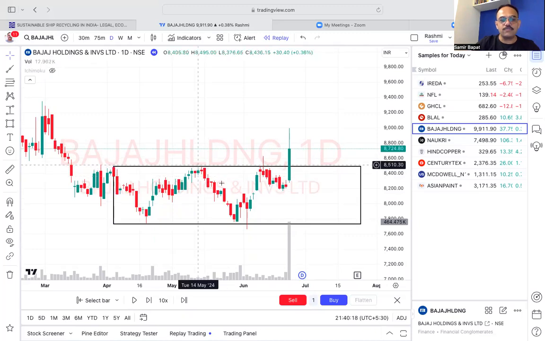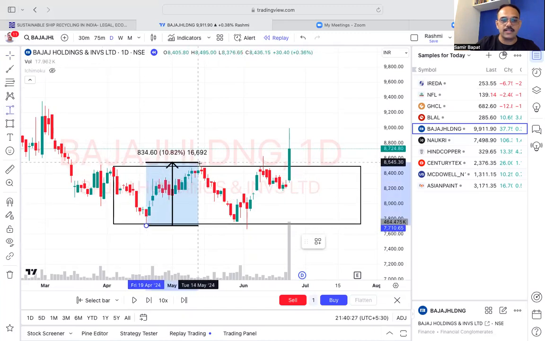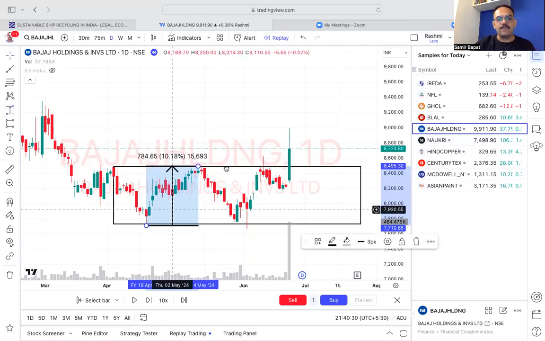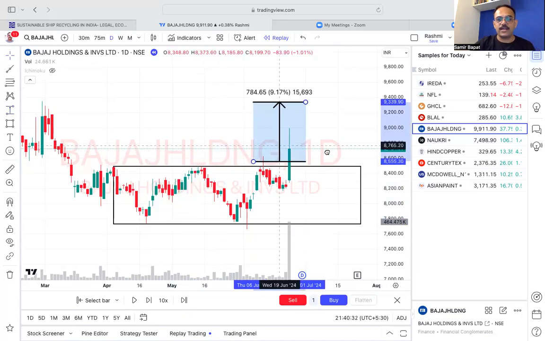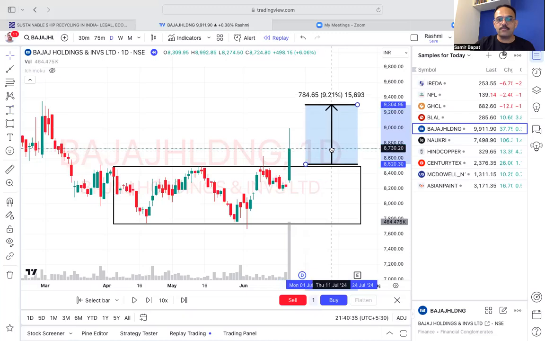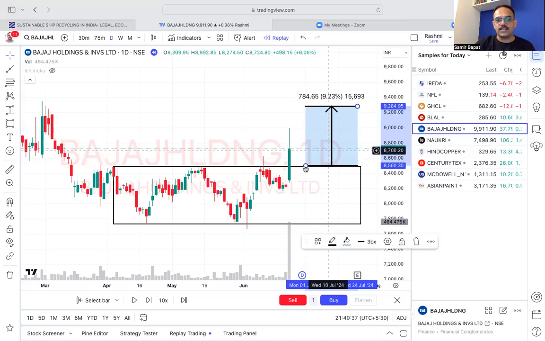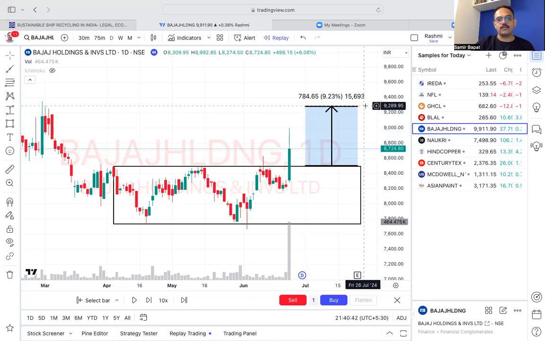So what we do is we take the width of the consolidation. So let me take the width. Let's take the low of this consolidation, let's take the high of this consolidation, and we will put it at the point where it broke out. So it broke out at this location, and it is likely to go till here. So this is the target for this Bajaj Holdings.